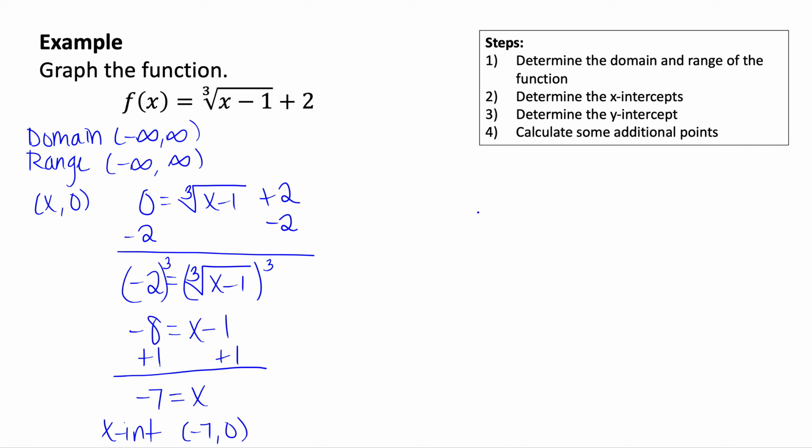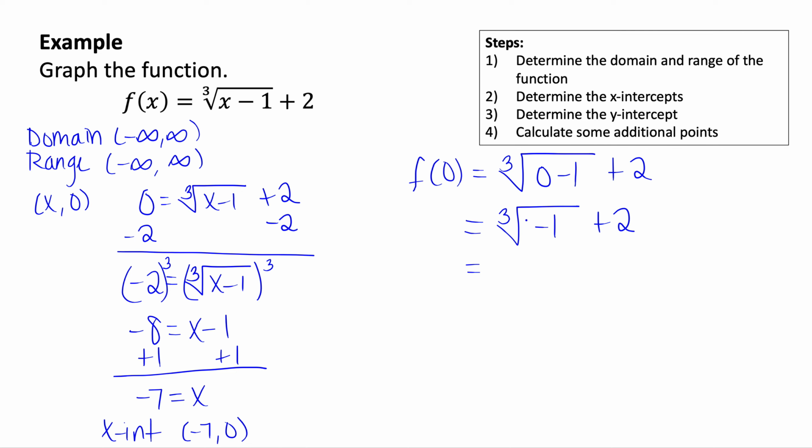Now we need to figure out the y-intercept of the function. Remember, the y-intercept is found by figuring out f(0). So I'm going to go to my function and plug in 0 for x. So we have the cube root of 0 minus 1, that's negative 1, plus 2. The cube root of negative 1 is negative 1, so we have negative 1 plus 2, and that equals 1. So we have a y-intercept at (0, 1).